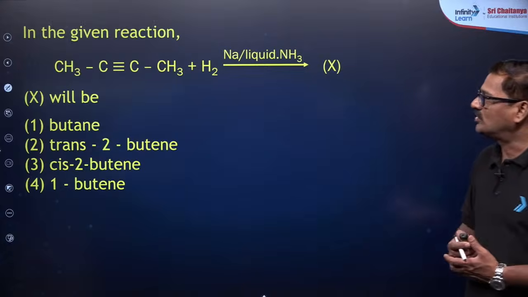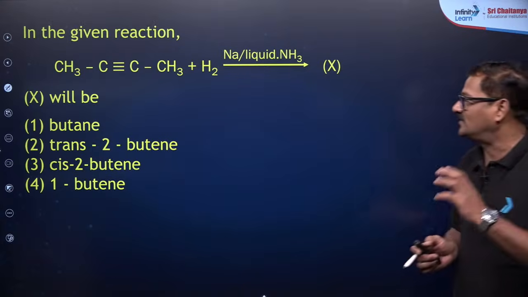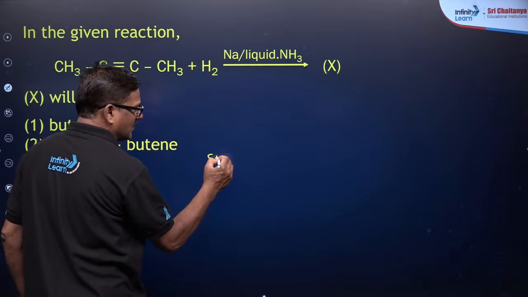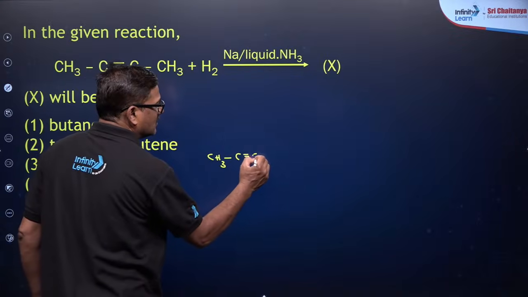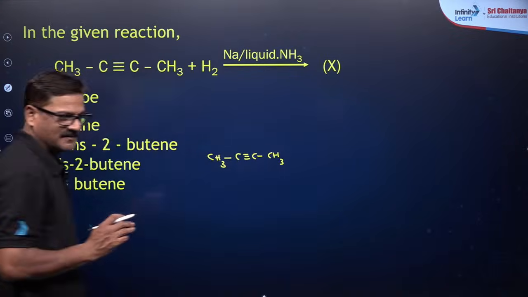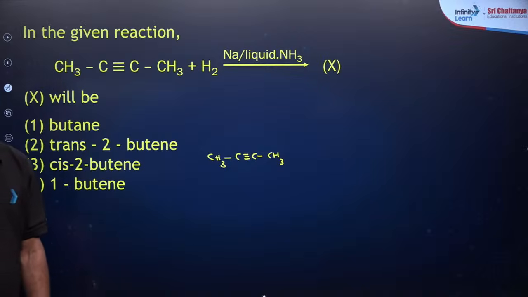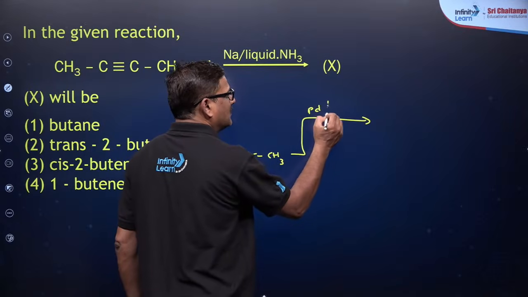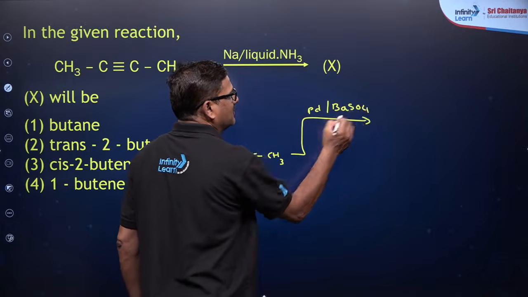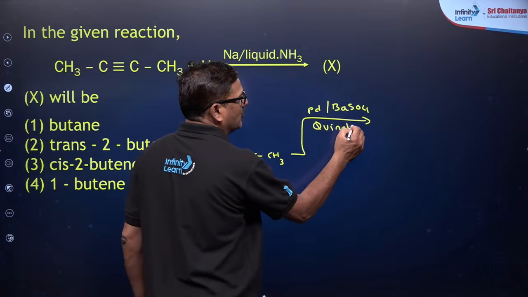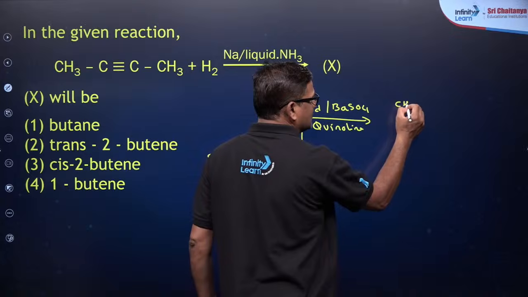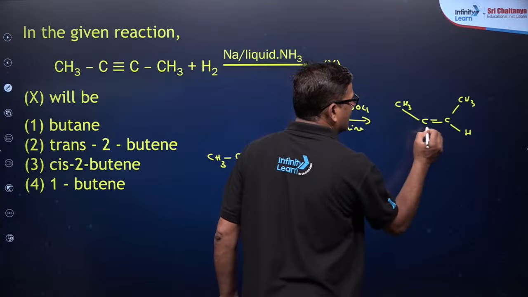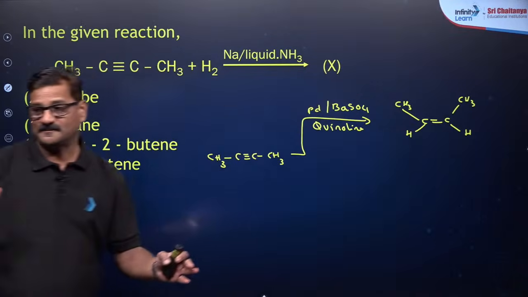So one more question. Whenever you see this is a pent-2-yne, CH3, C triple bond, CH3. It is a famous reaction. If it is treated with palladium in the presence of barium sulfate and in the presence of quinoline, you are going to get cis alkene, CH3. Syn addition, cis alkene is going to be formed. Here it is hydrogen, here it is going to be hydrogen, fine.